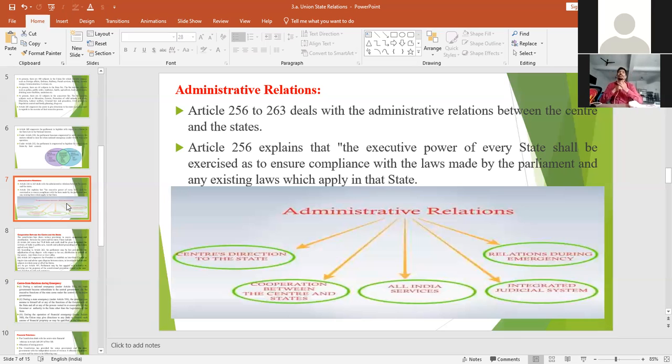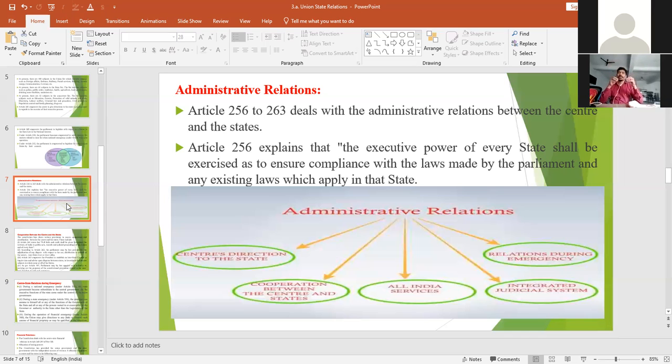Another important administrative relation between the center and the state is the All India Services like IAS, IPS, IRS. The UPSC is under the control of the central government, and the UPSC chairman is appointed by the President of India on the suggestion of the Prime Minister of India. So the central government conducts the examinations for IAS, IPS and IRS, and those IAS and IPS officers are allotted to the state governments.